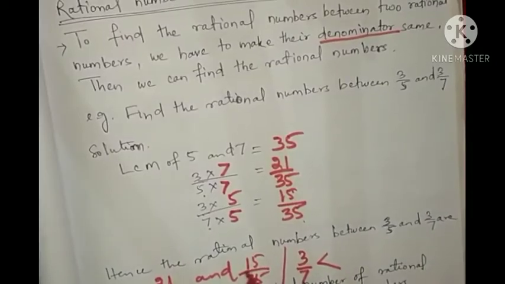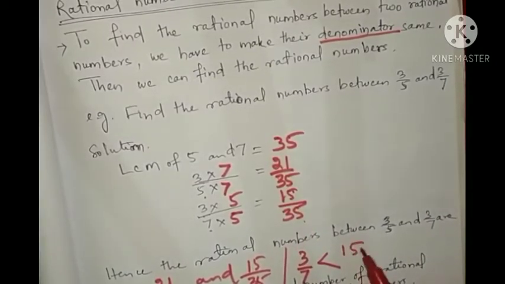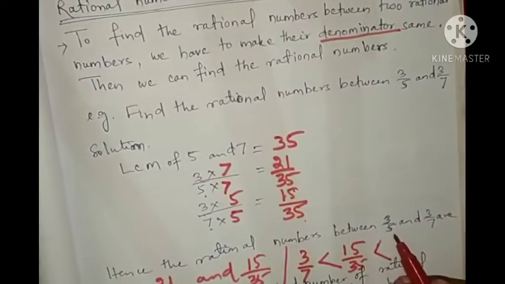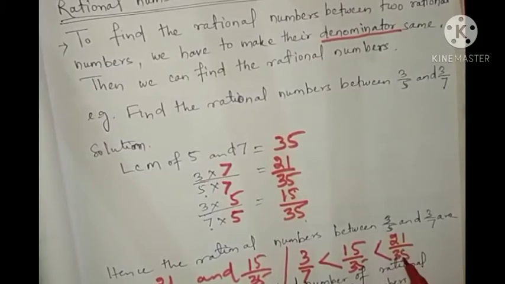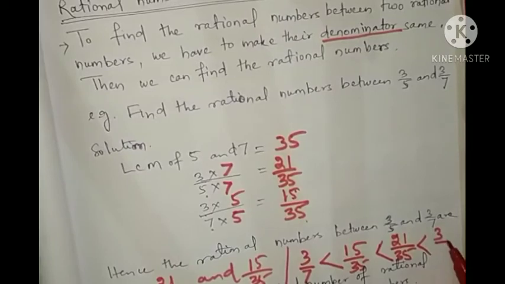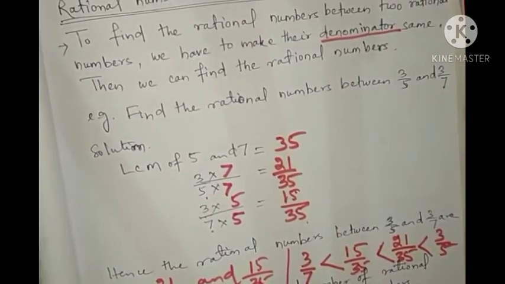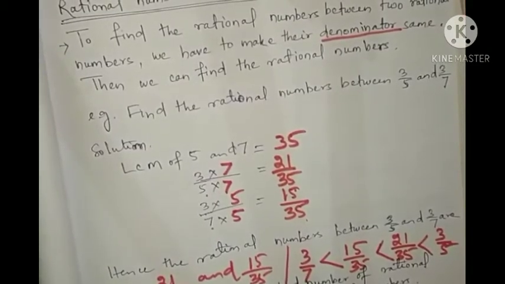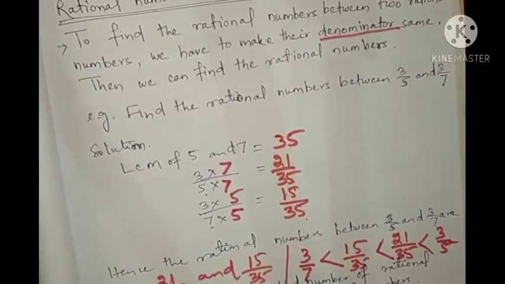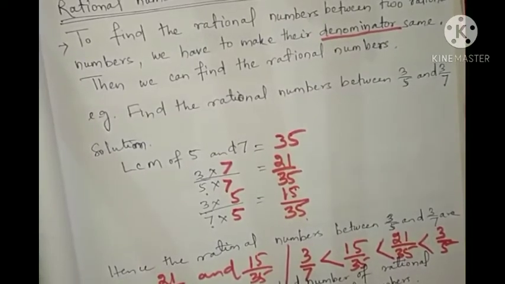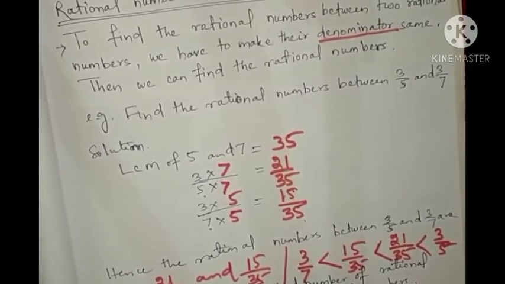Then you can write 15 by 35, then 21 by 35, then 3 by 5. So like this you can find as many rational numbers between two rational numbers. We can find unlimited rational numbers between any two rational numbers.